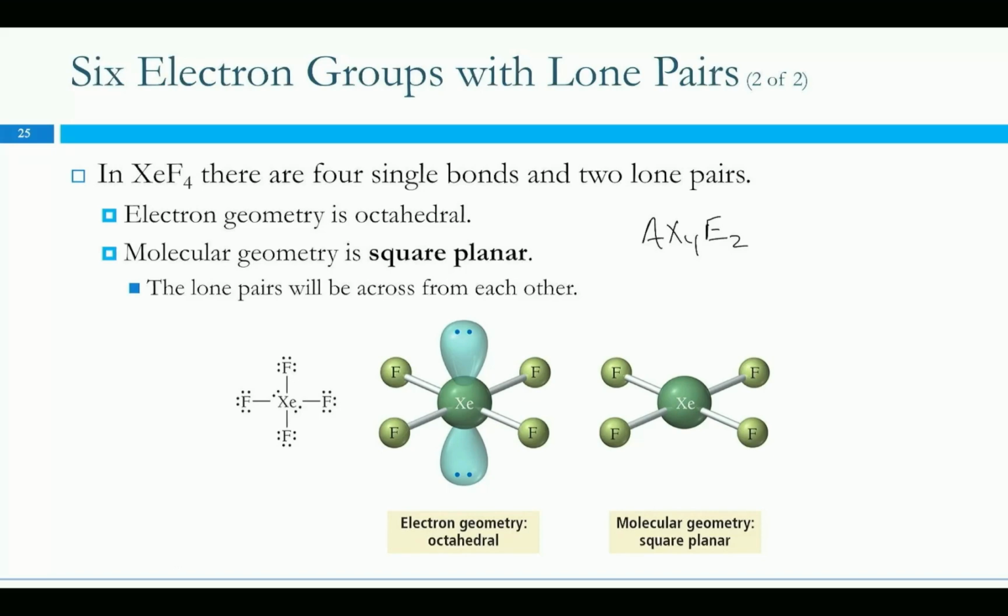And then would this be polar or nonpolar? Is one side going to be more negative than the other? I've got a lone pair here on top. That's going to cancel out basically anything that the lone pair on the bottom's doing. So that axis doesn't do anything. And then on all the other axes, it's just fluorine. So that's going to be nonpolar.